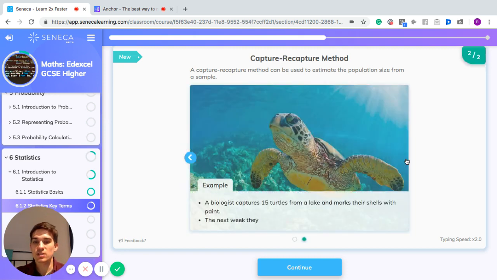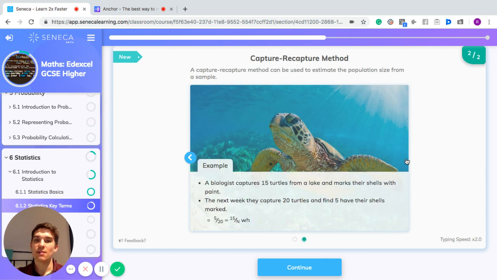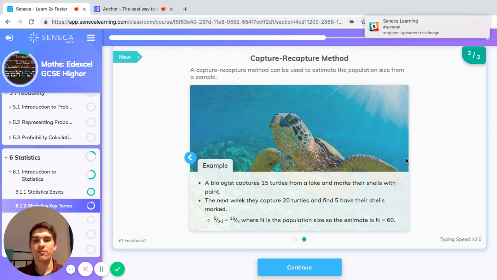So just to run through an example, because it's not that easy to understand. A biologist captures 15 turtles from a lake and marks their shells with paint. The next week he captures 20 turtles and finds that 5 have their shells marked. Now you can work out the size of the population by thinking, okay, I've got 5 out of 20, write that as a fraction of my turtles have paint on their shells. And originally I had 15 out of the total population that I captured, so 15 divided by whatever the total population is, the same as 5 divided by 20.